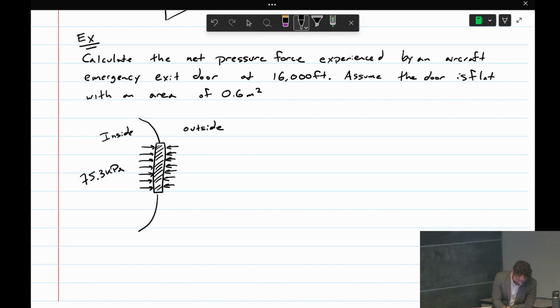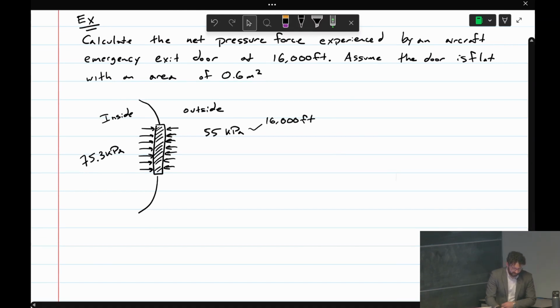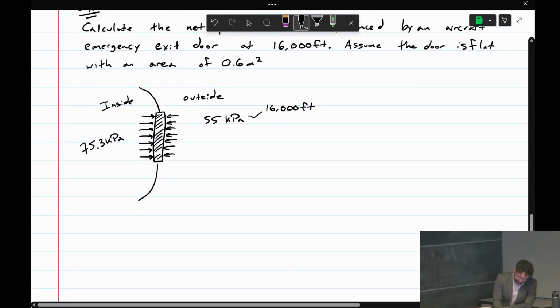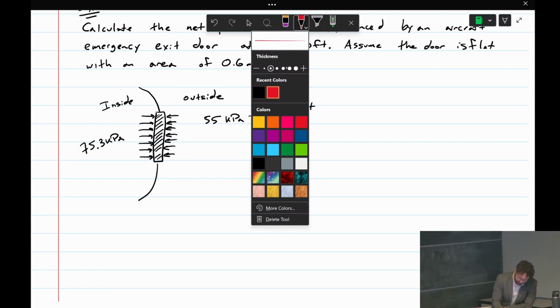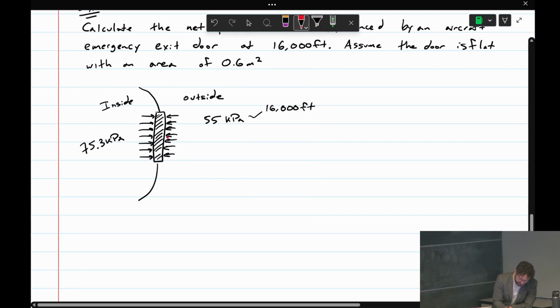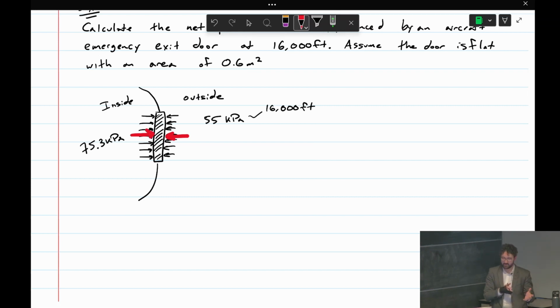So the outside air pressure is 55 kilopascals at that altitude. So that's at 16,000 feet. I'll calculate these two forces here. So I'll draw the forces on this door. The forces in this case, if we assume our door is a straight rectangle, just a plain rectangle, the forces would act directly on the center of that door.